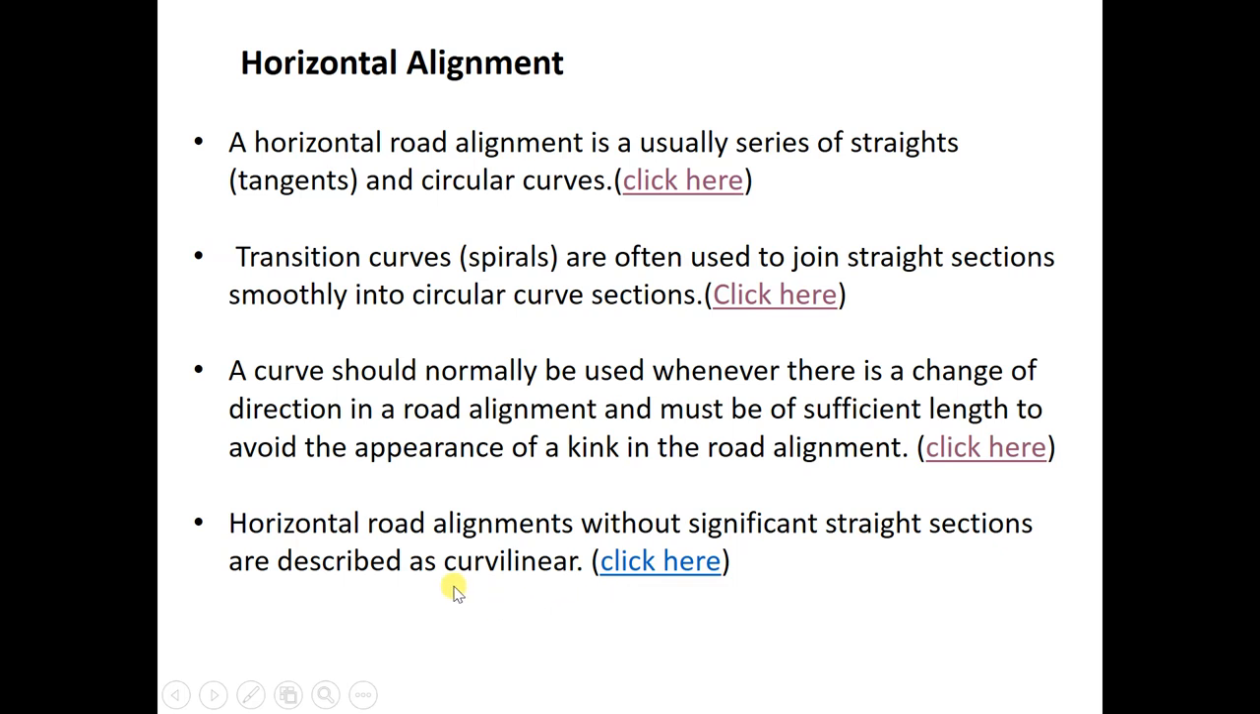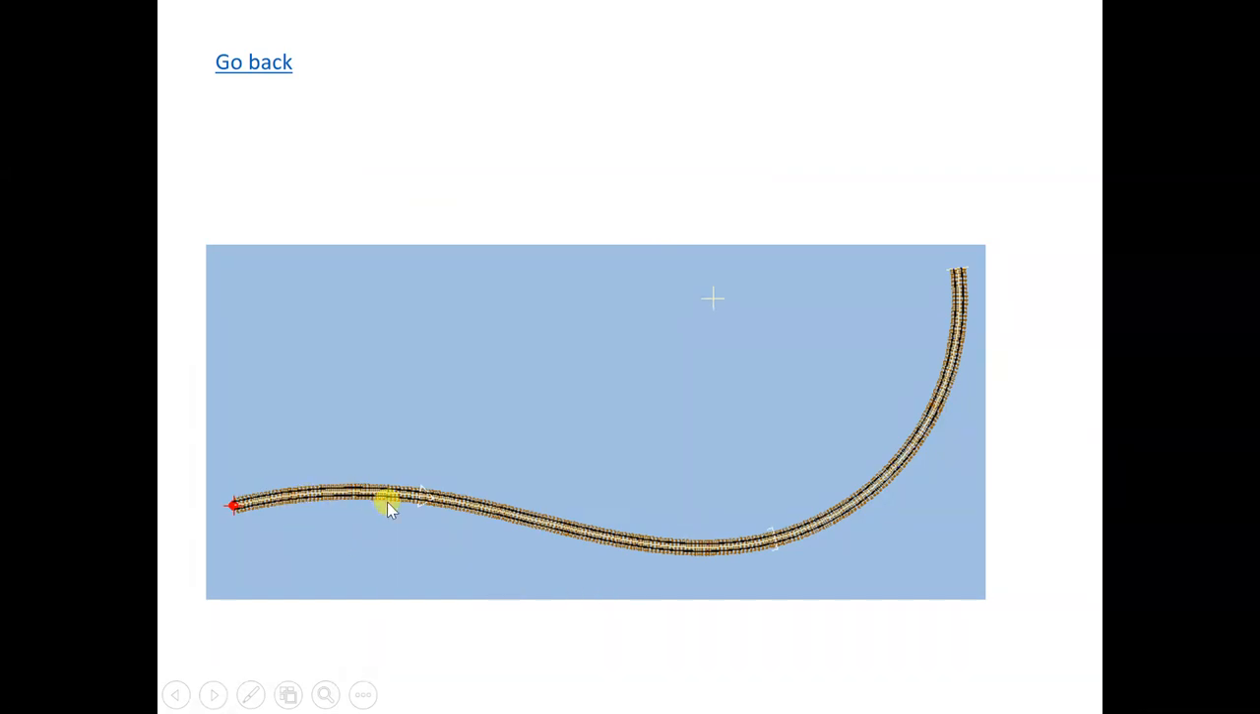Horizontal road alignment without significant straight sections is described as curvilinear. Sometimes we have a road that doesn't have a straight line in between the curvature, so this type of curve is considered curvilinear. So one curve here and then another curve, where one curve is joined to the other curve.